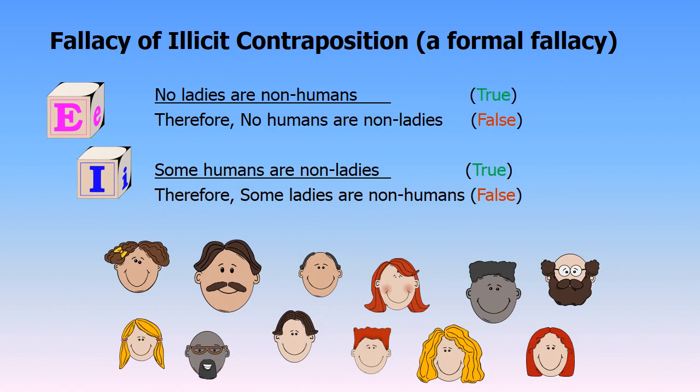So one other formal fallacy that we want to avoid committing is the fallacy of illicit contraposition. And I use the ladies and humans example again just to make the point. Take as a premise, no ladies are non-humans, and that sounds true. Therefore, can I draw the conclusion that no humans are non-ladies? Well, no. There's plenty of humans that are non-ladies, all the guys.